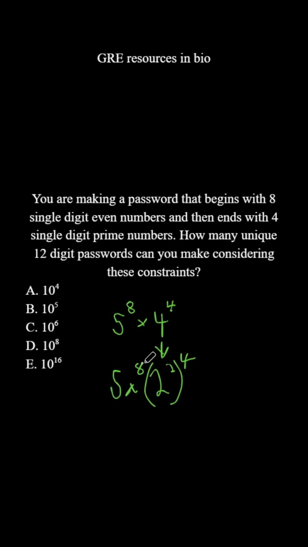Still have 5 to the x power here. But what is 2 squared to the 4th power? Well, that's equal to 2 to the 8th power. Why? Because we multiply exponents when there's an exponent outside of another exponent. Now what are we left with here?